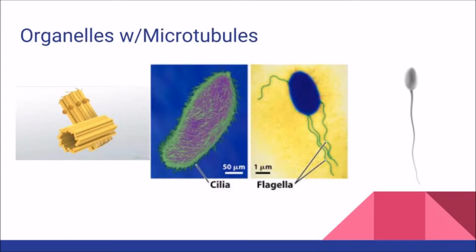The next three organelles are made of microtubules. For example, we have the centrioles, which are involved in the separation of chromosomes. We have cilia, which are hair-like structures which push out from the edge, but the only thing that's pushing them is the microtubules within them, which are in 9+2 formation.